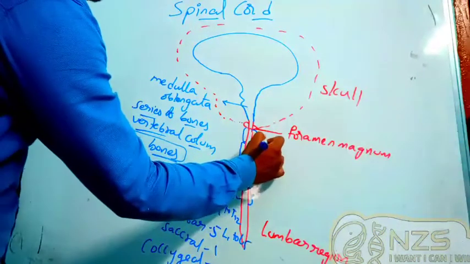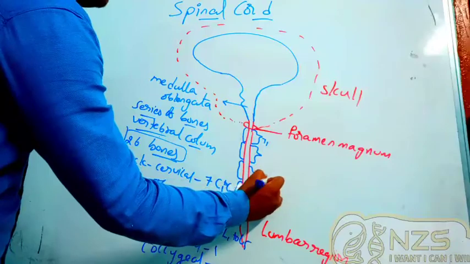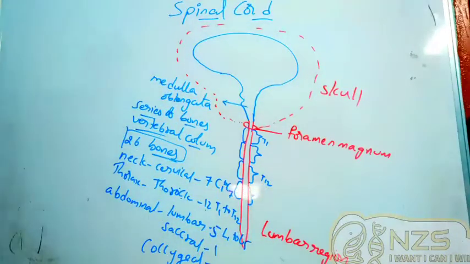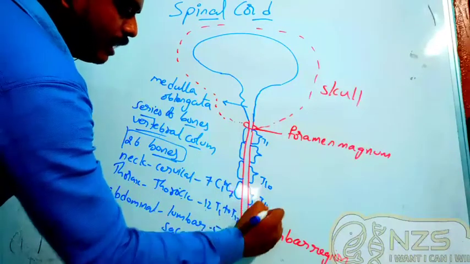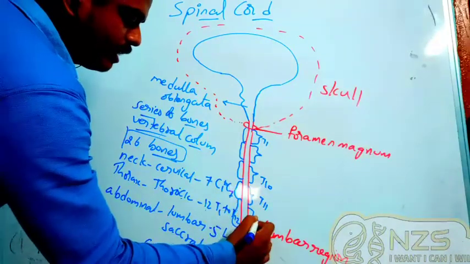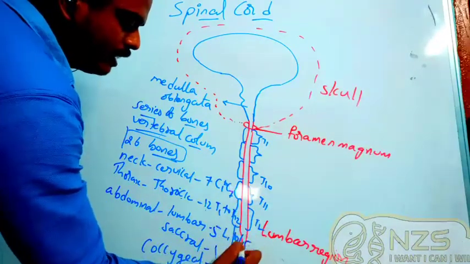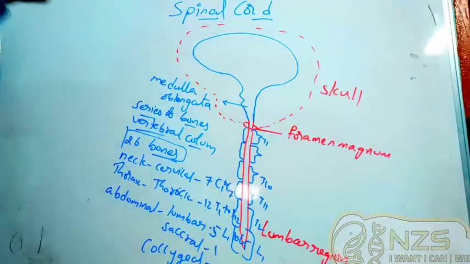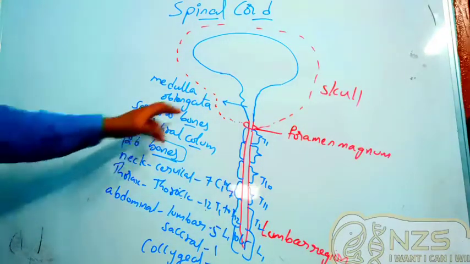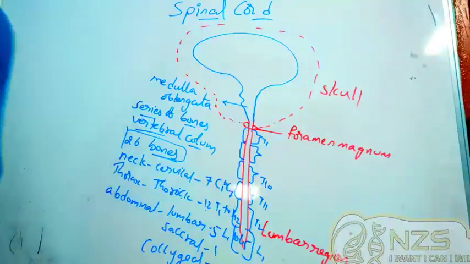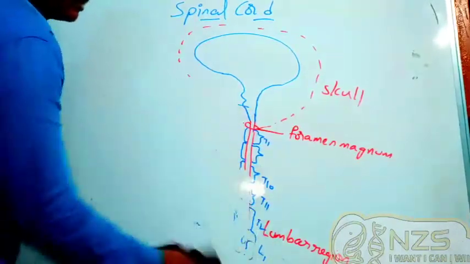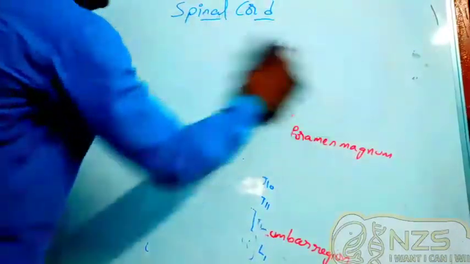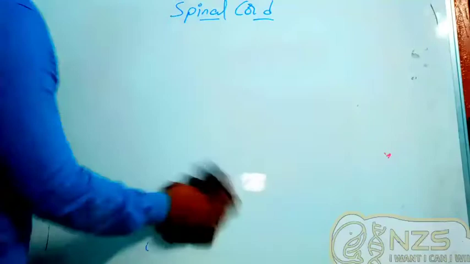If you remember these things, that is T1 to T12, assume this is T10, T11, here we have T12 and here we'll have L1. So the spinal cord will continue up to L1. Now the point is, will it stop there? No, it will not stop there. We'll understand up to which part the spinal cord will continue.